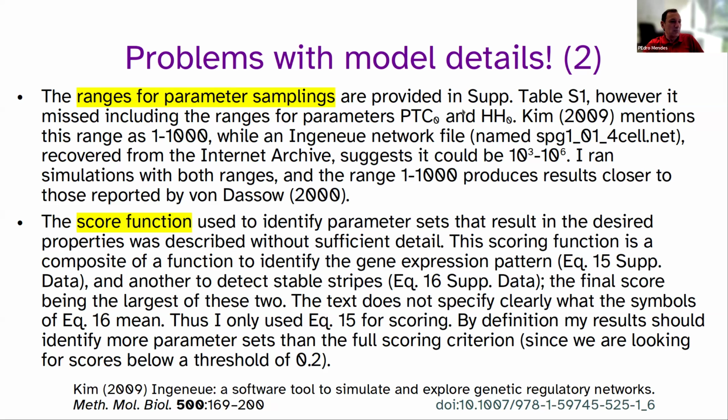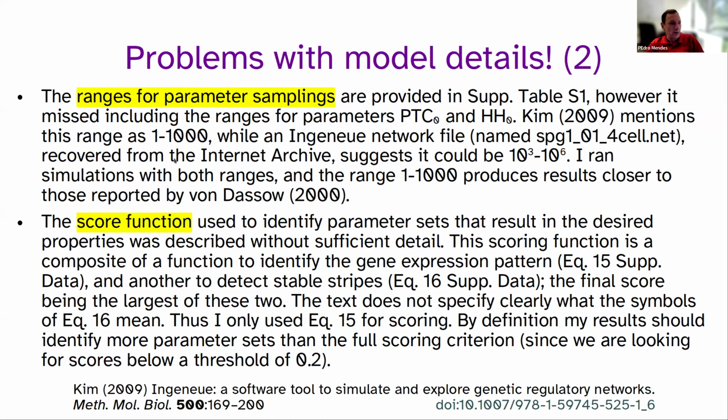I did find some network files, not the software in GNU, but the files that are fed into it in GNU. Again, I found them on the Wayback Machine. And from those, I thought that the parameter range should be 10 to the 3 to 10 to the 6, but it could also be 1 to 1,000, which is mentioned in the Kim paper.